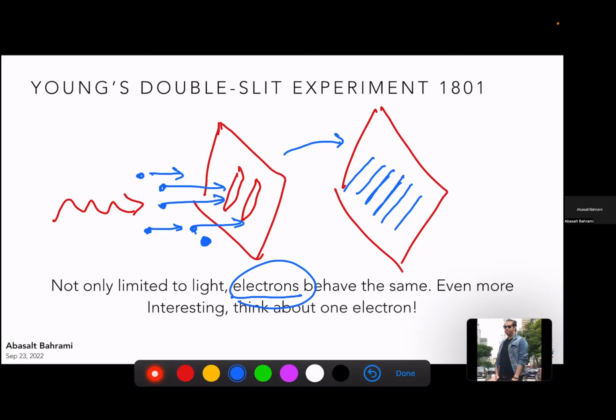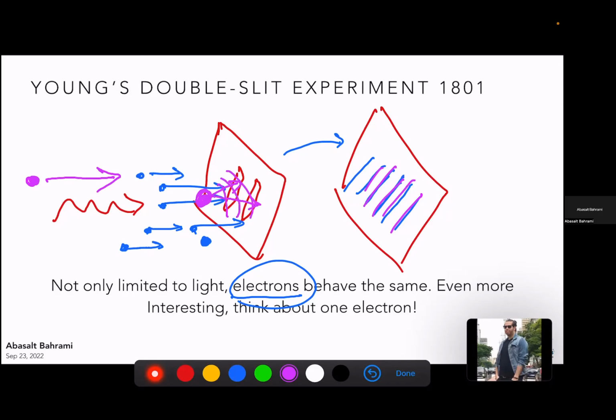So even more interestingly, here you are shooting a lot of electrons, but I can tell you something else: if you have just one electron and you shine it through these two slits, again you will get the same interference pattern. What does it mean? It means that this electron comes, and here it doesn't know where to go. So then it decides to go on the right or the left side. So actually it goes through both of them, which means that the electron is actually like a wave.